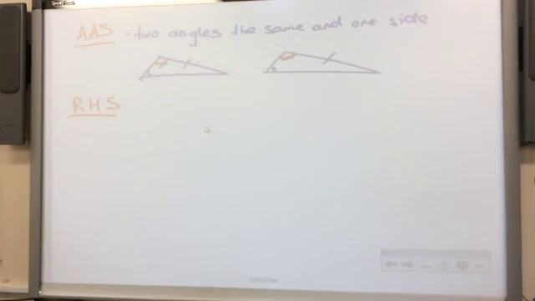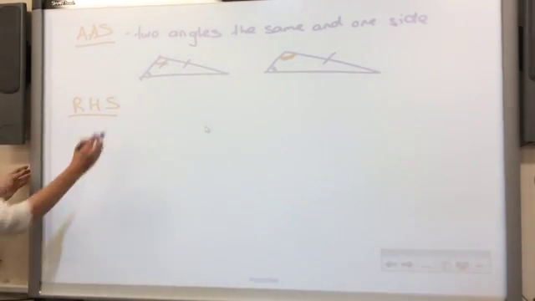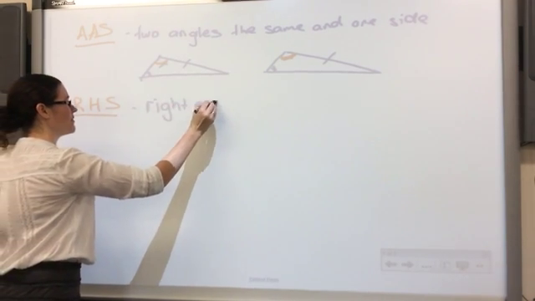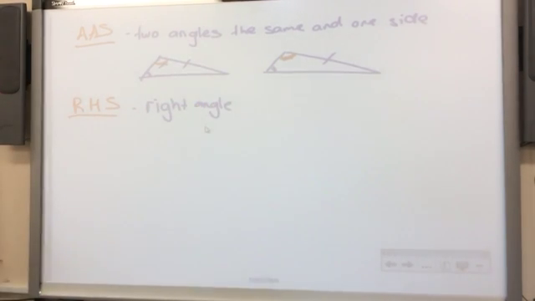R is for right angle. Well done, Sam. So this is a very special rule, they've got to have a right angle the same. Okay? So we've got to have a right angle. What else? What do you think H stands for?